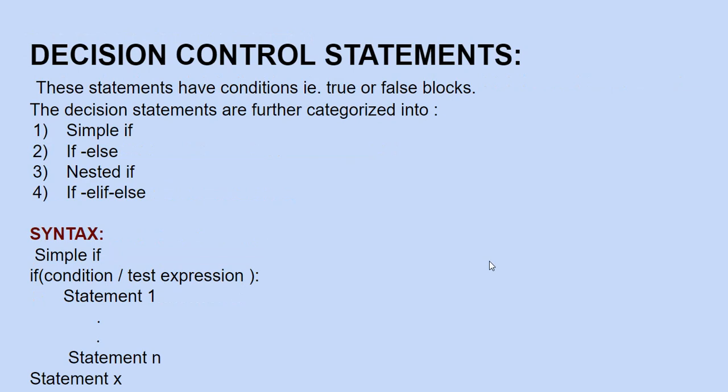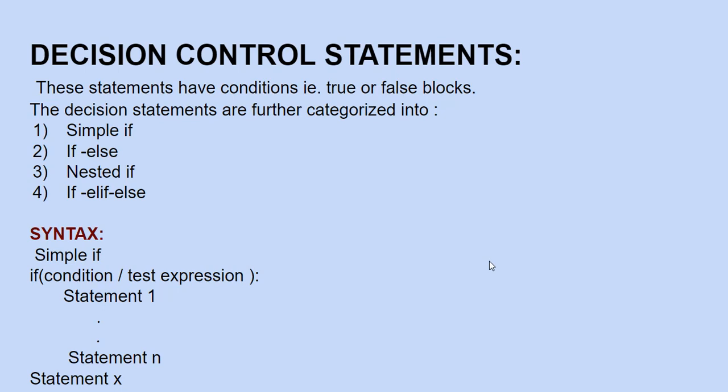I'm going to start with the decision control statements. This decision word is very common to us, it is about having clarity on what we are going to do. These statements have conditions, which are either true or false, and there are going to be blocks present. These decision statements are further categorized into simple if, if else, and nested if. Every decision statement which we are going to use has a specified syntax, and this syntax is very important while executing, or else you will get an error.